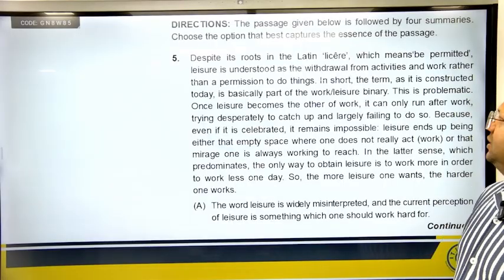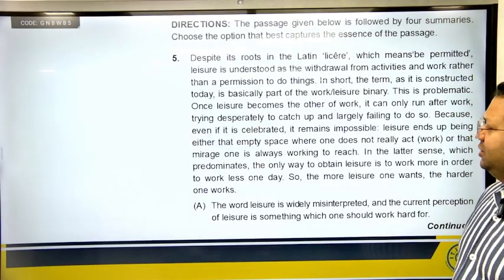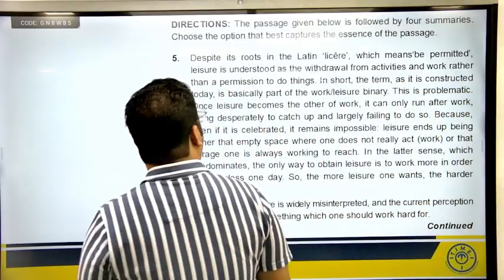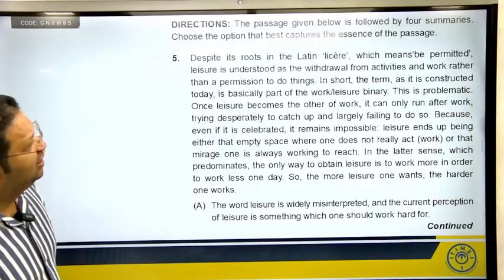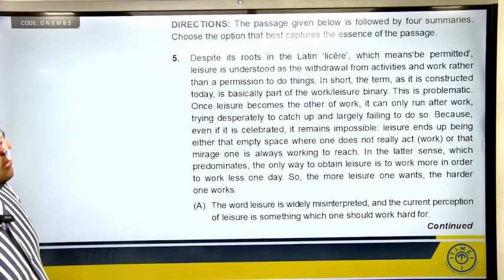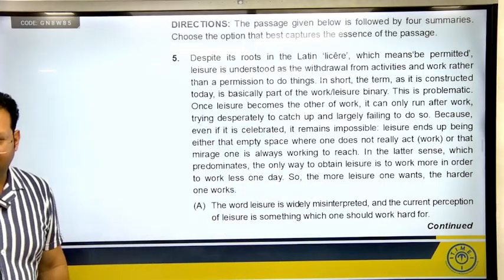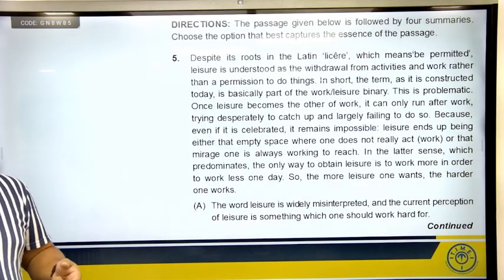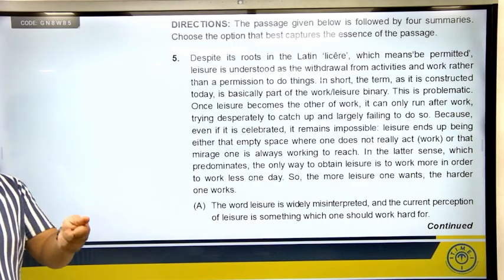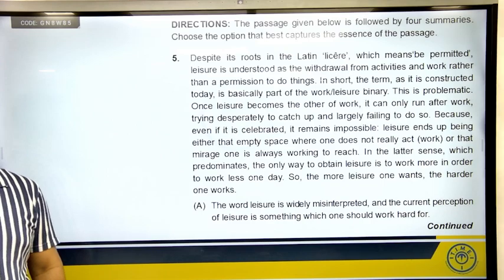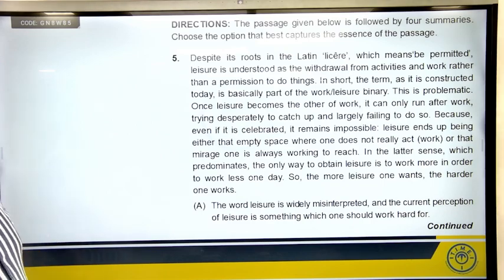Despite its roots in the Latin, what is it, Licere, there's a sign over there, no? This is a pronunciation technique that this particular word has to be spoken for a longer time. Licere, which means to be permitted. Leisure is understood as the withdrawal from activities and work rather than a permission to do things.